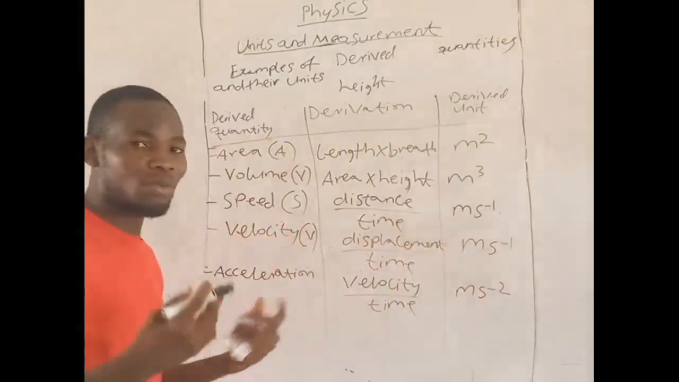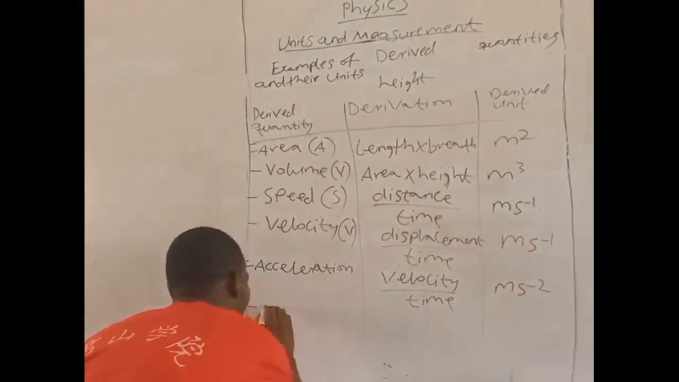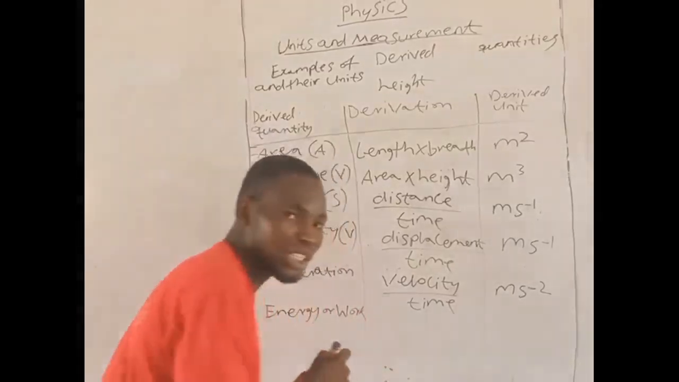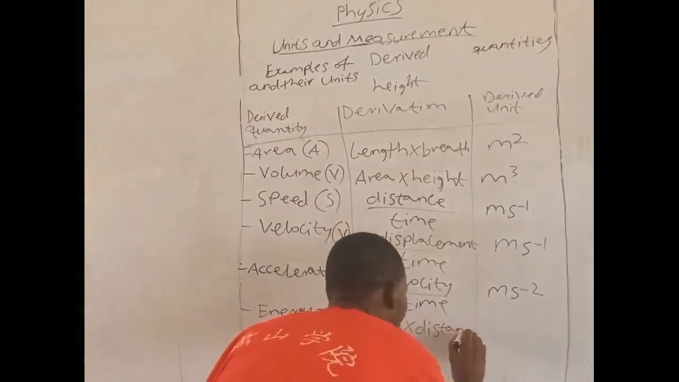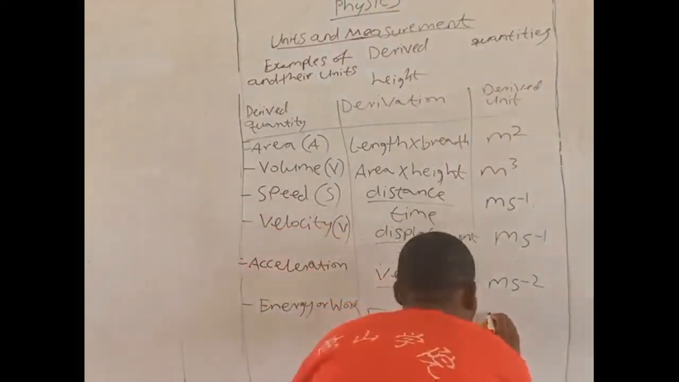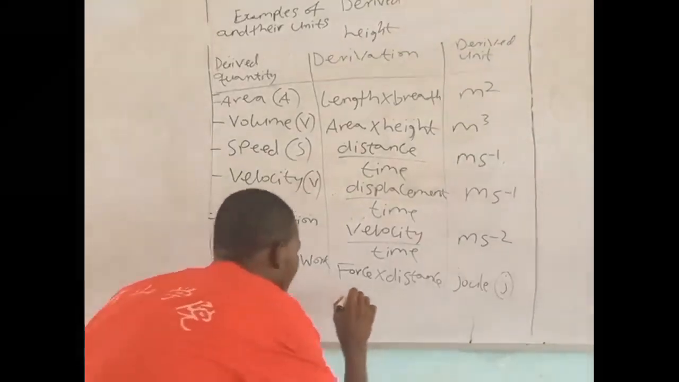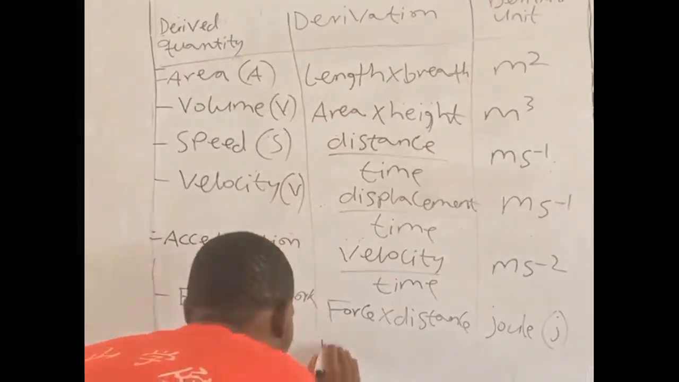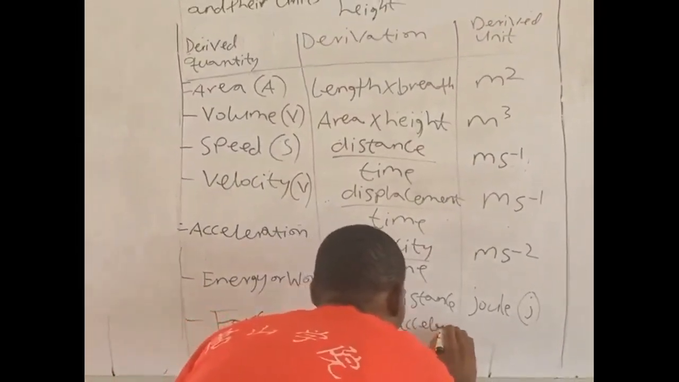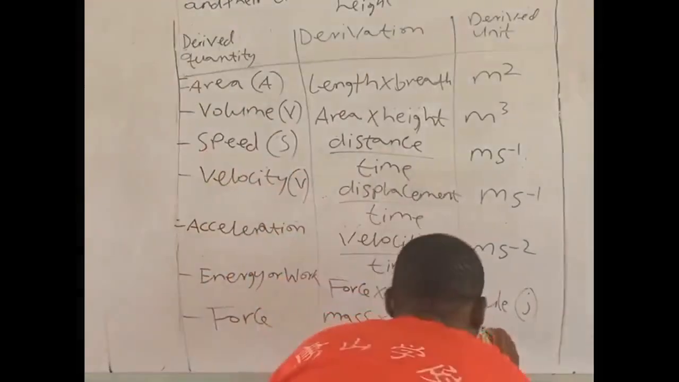Another derived quantity is energy. And the formula of work or energy is force times distance. And what is the unit of work or energy? Joule. And the formula of force is mass times acceleration. And the unit of force is Newton.